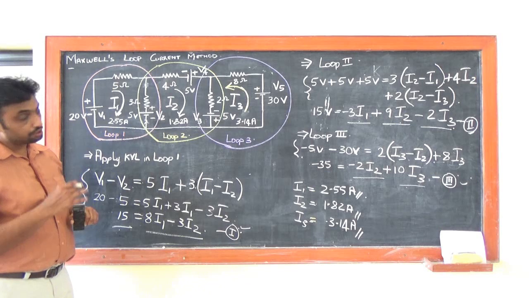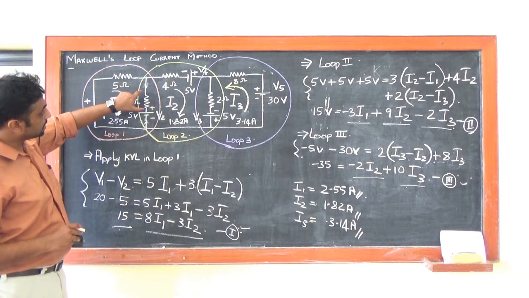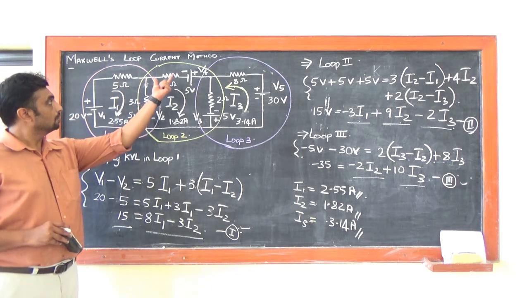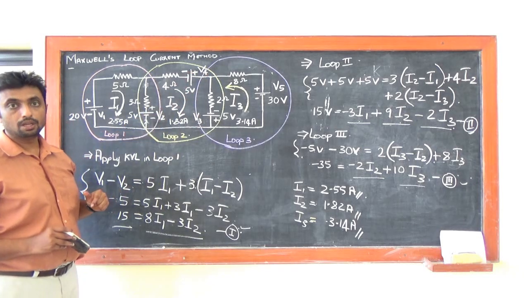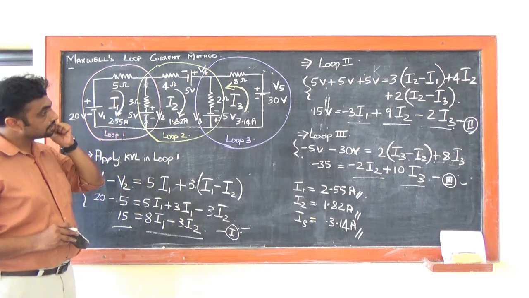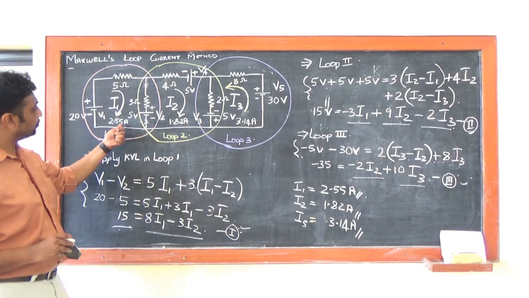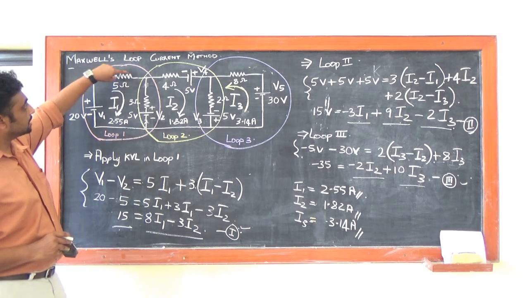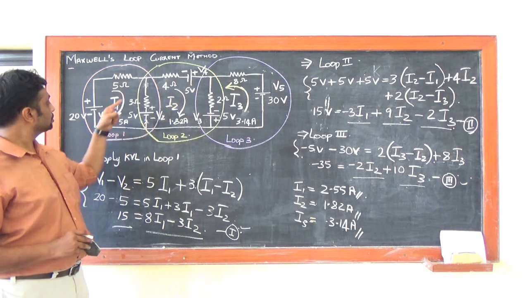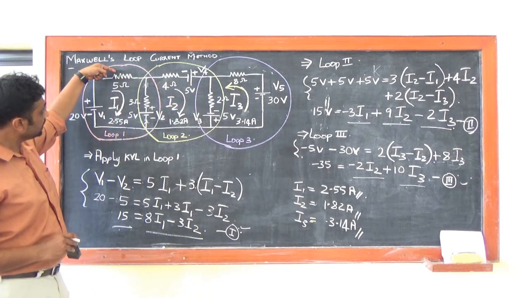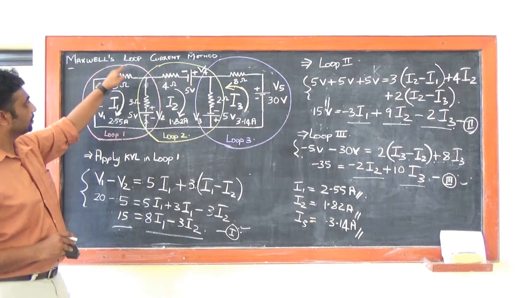Now I want to know what is the current flowing in my 5 ohms resistor, what is the current flowing in my 3 ohms resistor, what is the current flowing in my 4 ohms, 2 ohms, 8 ohms and so on. So if I want to know the current I1, in my I1 loop I already have it as 2.55. The 5 ohms resistor is only linked with loop 1, it is not linked with loop 2. So obviously the current flowing in my 5 ohms resistor is 2.55 amps.